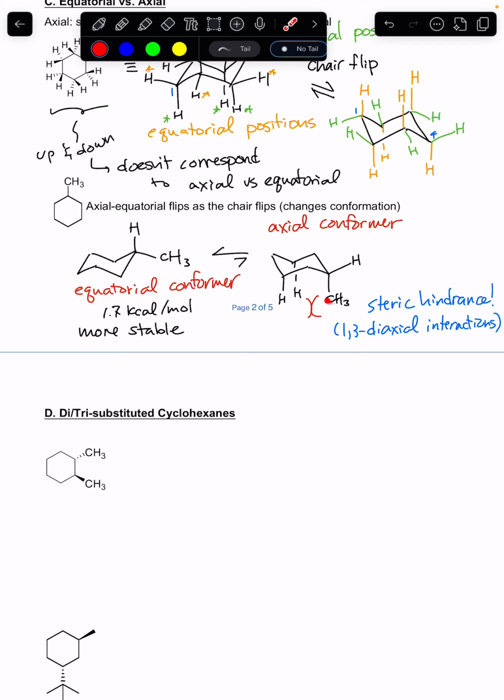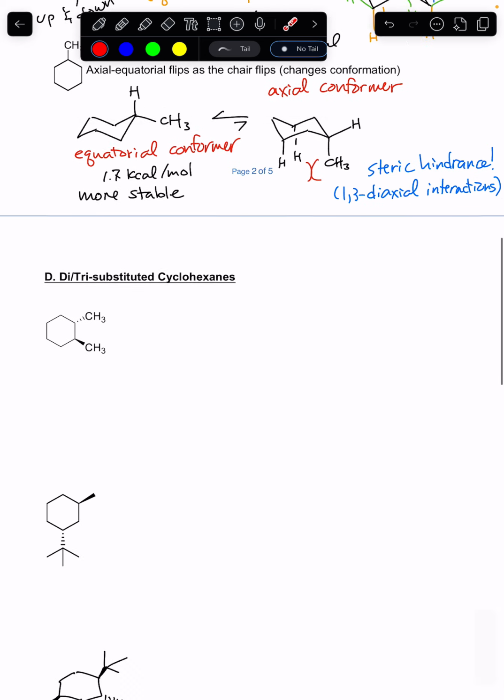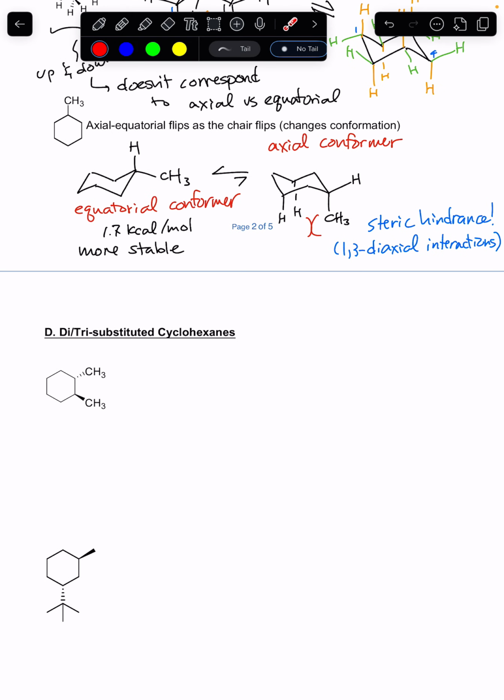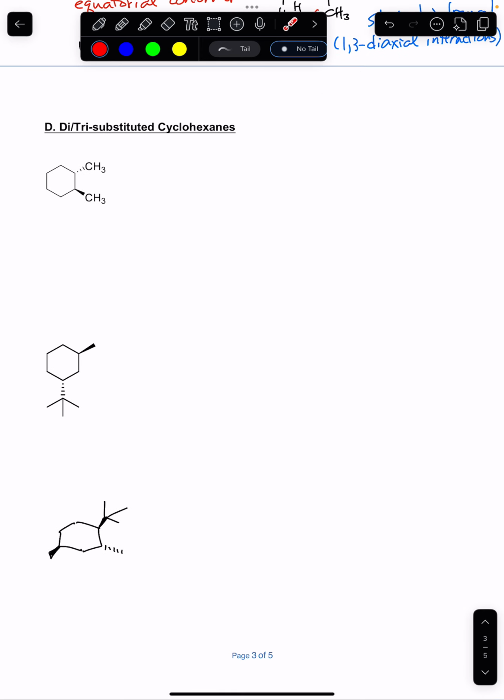Because when a big group is in axial position, there's going to be this 1,3-diaxial interaction that causes steric strain. So the question is, with monosubstituted cyclohexanes, it's always easy because the equatorial conformer is always preferred. But what if you have a disubstituted situation? So let's think about that.